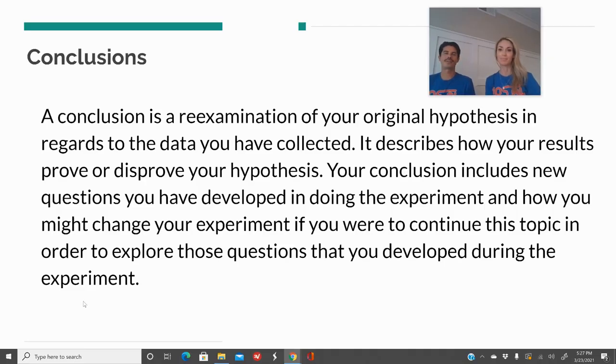All right, now we're at your conclusion slide. A conclusion is a re-examination of your original hypothesis in regards to the data that you've collected. It describes how your results prove or disprove your hypothesis. Remember to restate your hypothesis here. Reflect on your learning. What did you learn from this project? How could your results help someone? What were some issues that came up during the project and how did you address them?